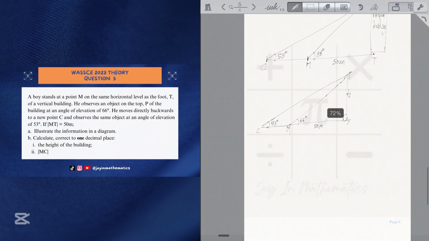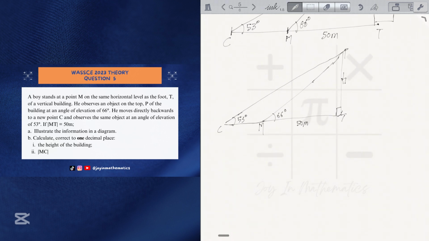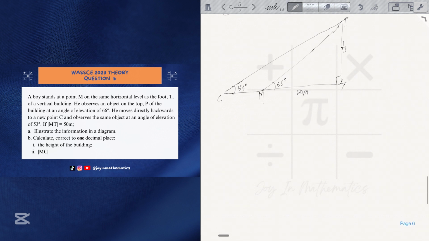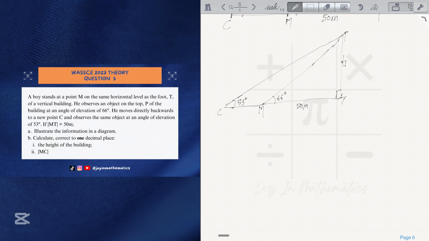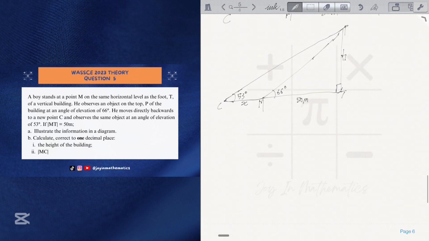Now, the next question says, correct to one decimal place, the height of the building. So we are looking for height H. That's question B. And the next question says we should find MC. So we are looking for this distance. Let's call it X. So we are looking for height H and also distance X. So in view of this, let's begin by evaluating height H. This is question B now.